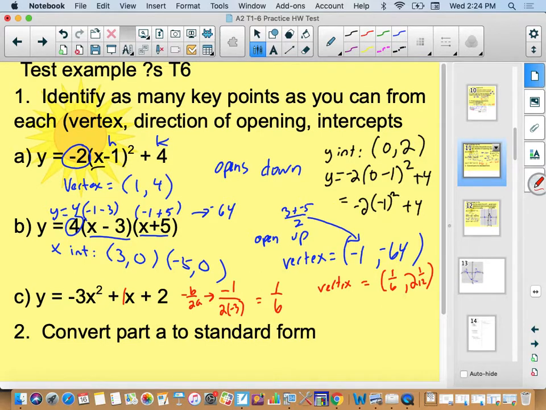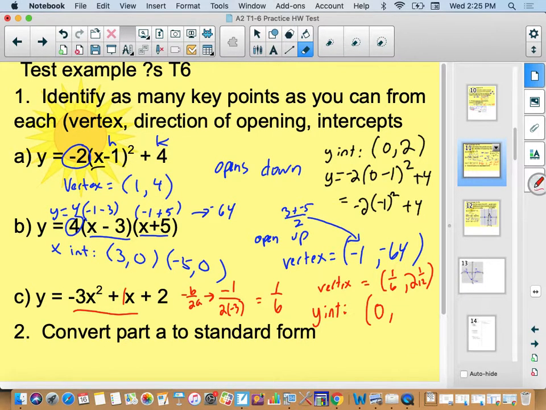Now the other easy point from standard form is the y-intercept. If you plug 0 in for the x's, you'll get 0 plus 2 equals y. So the y coordinate is 2.